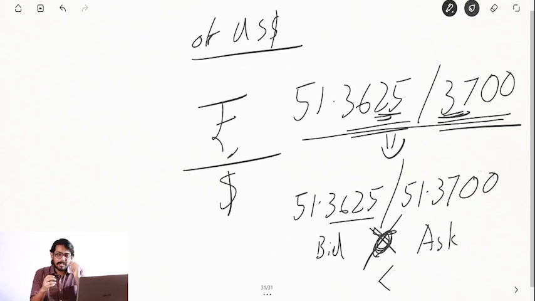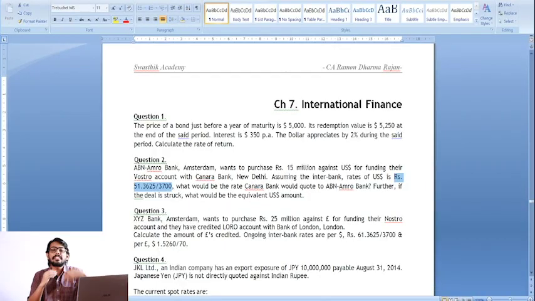Okay. So they'll keep shuffling the words. In FR also we have seen 3-month interest rate, 3 months forward. All those words they'll shuffle. You have to keep that in mind. Be on your toes. Assume the interbank rate of US dollar is rupees. Okay, you know what the rate is. Of US dollar means dollar is base currency.